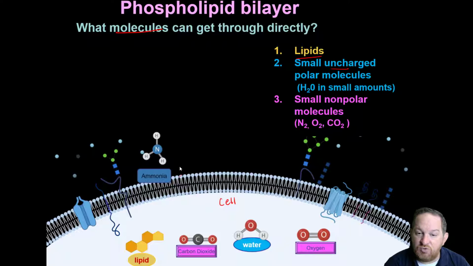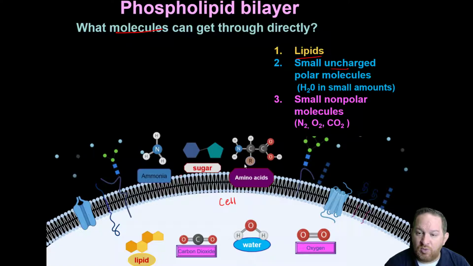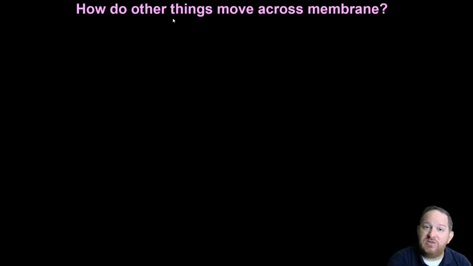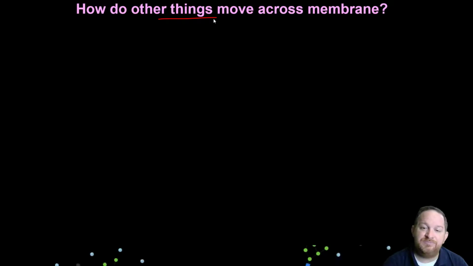Ammonia can't just go right across that membrane. Take a look at sugar. Oh, we need sugar in the cell, right? We need to make energy. Amino acids, other important things. All of these important things that need to move across the membrane can't just slip right through that membrane. So how do they do that? How do they get across the membrane? How do these other things move across?